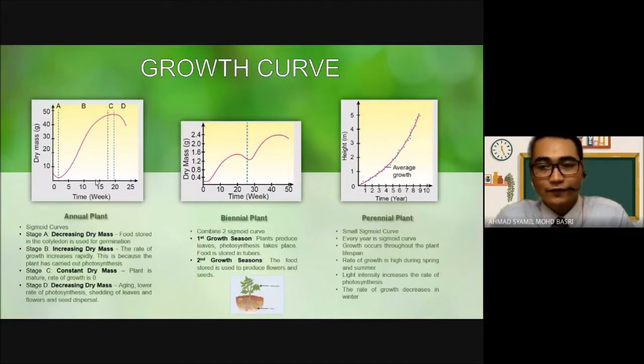It's like this because they live only once. Yes, they start to grow, and when they mature, the rate of growth is 0, and they die. That's why it's decreasing. So let's see the banyan plant.